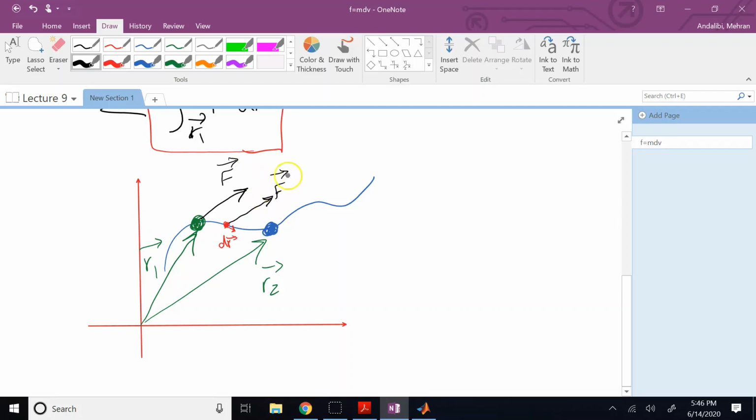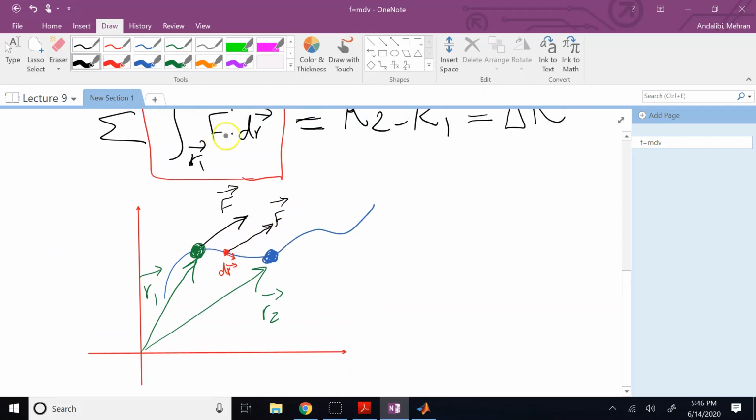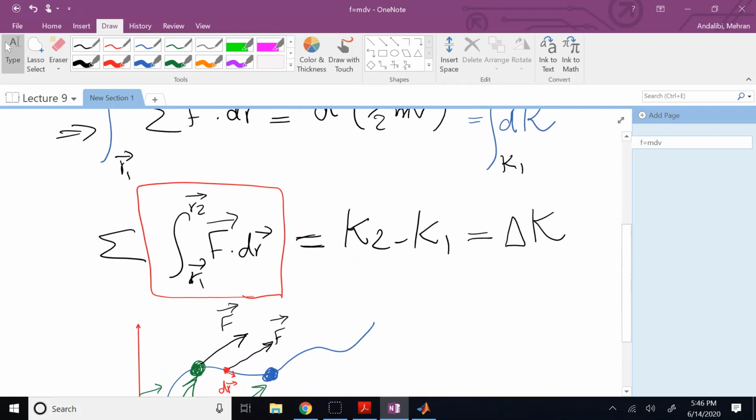And F does not necessarily have to be constant. F can actually be a function of r, or a summation of F's. So what is this quantity? Force times displacement times cosine of the angle in between. That's what you learned in the past. You call it what? You call it work, right? W.